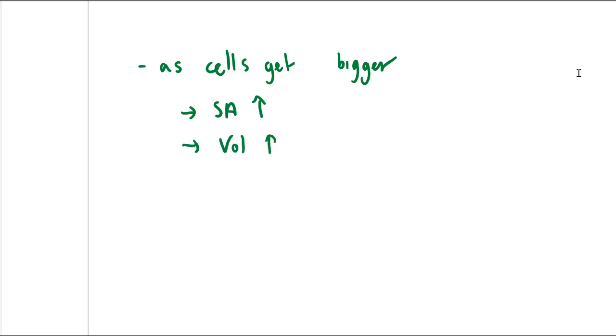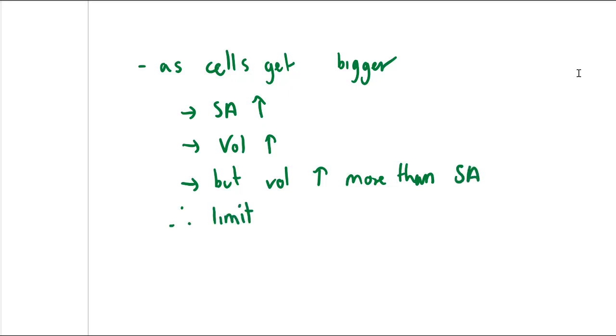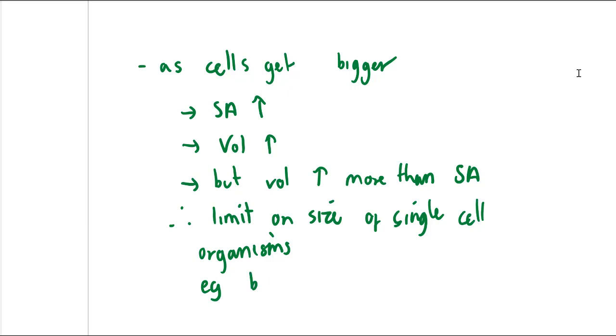So what you need to take away from this is, as cells get bigger, surface area increases, volume increases, but volume increases more than surface area. So therefore, there is a limit on the size of single cell organisms. For example, bacteria or fungi. And that's what you need to take away from that section.